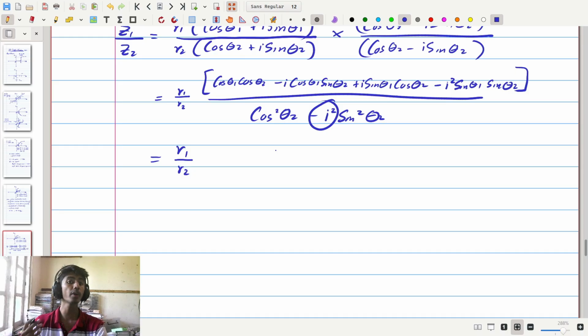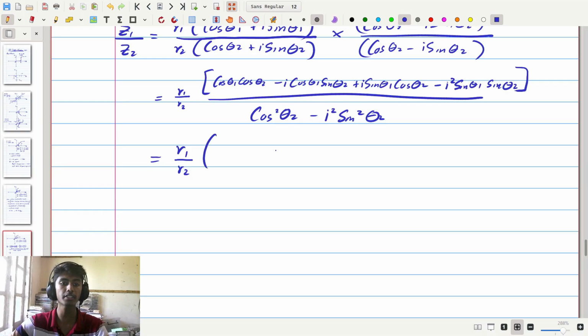Now since i squared is defined to be equal to minus 1, minus i squared would be plus 1. So therefore what we have here is plus 1, and what we have here is also plus 1. Now considering the top, I'm once again going to do the same thing that I did for the multiplication case. I'm going to take this i sine theta 1 times sine theta 2 component and bring it right next to the cosine theta times cosine theta component.